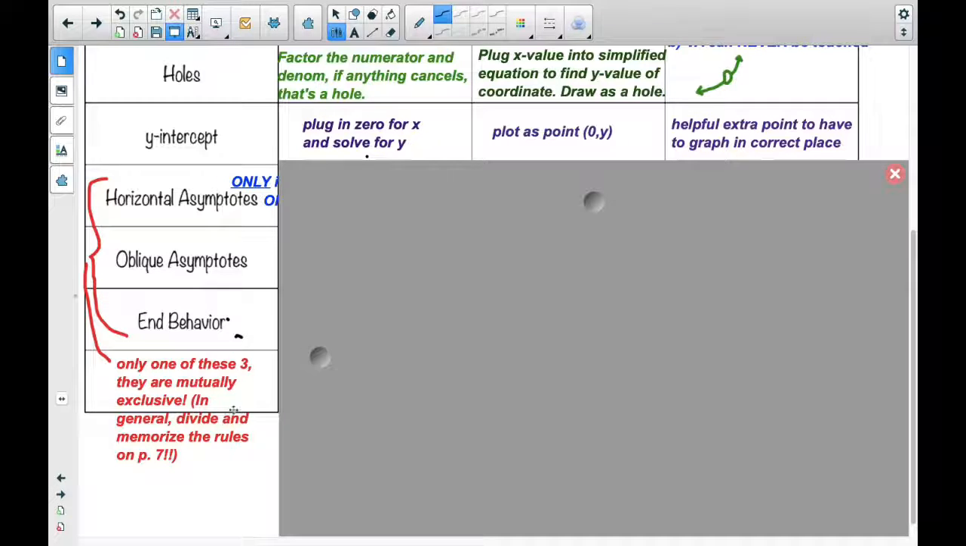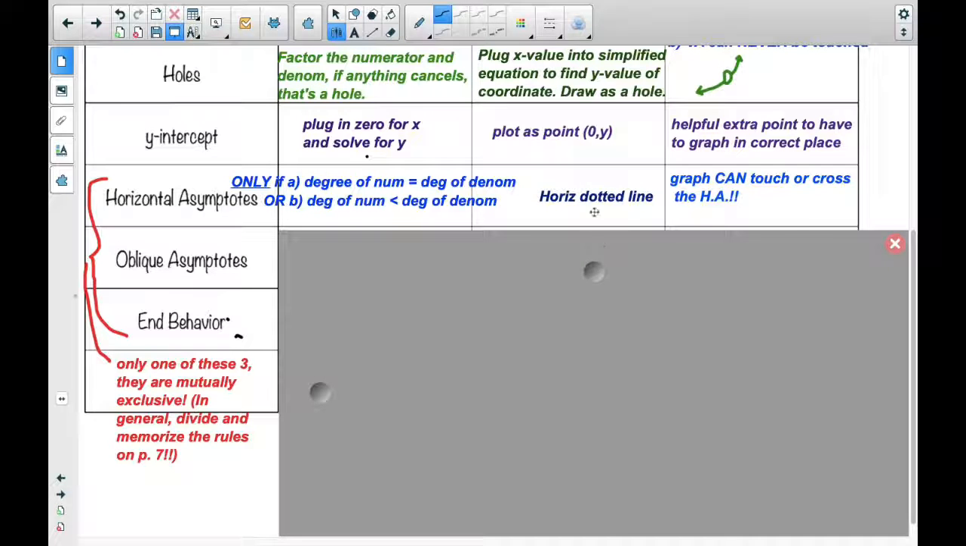In general, you have to divide the function and memorize the rules on page 7 of your packet. That is where I have outlined when the degree is greater, the degree is less, all of that stuff. You need to know that. Maybe it's not memorizing it, maybe it's just understanding it, but you do need to know those rules.